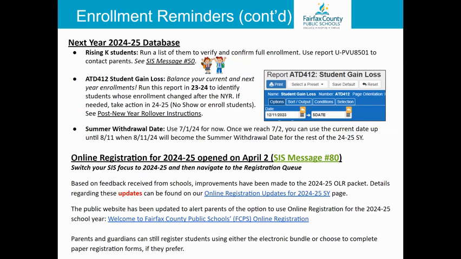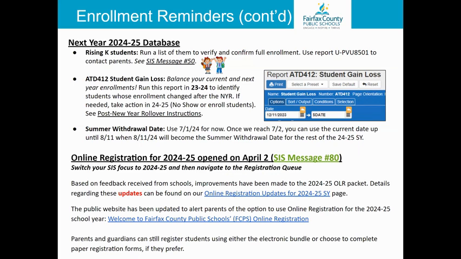Summer withdrawal dates, we have gotten some questions and tickets about what no-show date to use. Please use July 1, 2024 for any no-shows that you're doing in the 24-25 database. In the summer, after our end of year processing is over and we start working on 24-25, when we reach July 2nd, you can start using the current date as your no-show date up until August 11th. I believe, yes, August 11th is our magical date for next year. If you're still no-showing kids after August 11th, you can use August 11th, 2024 for the next year database.